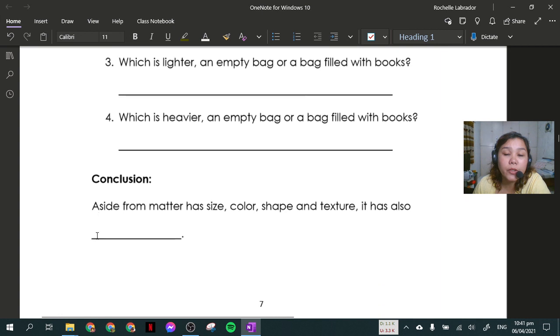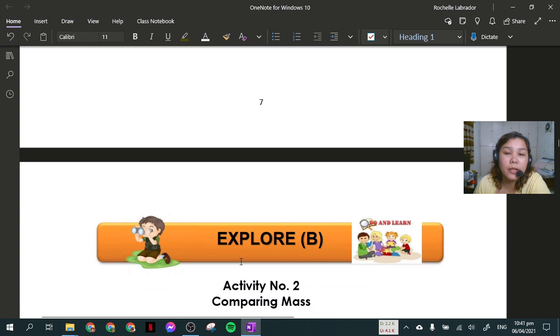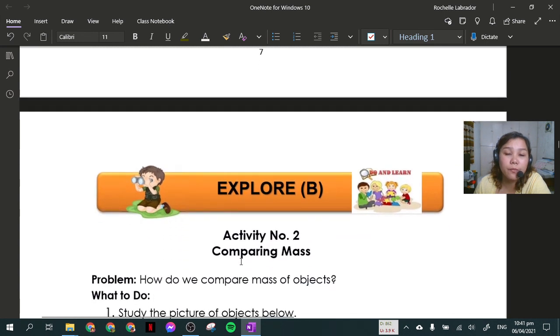Let's now proceed with conclusion. Aside from matter has size, color, shape, and texture, it has also blank. Okay, when you're done, let's now proceed with Explore B.